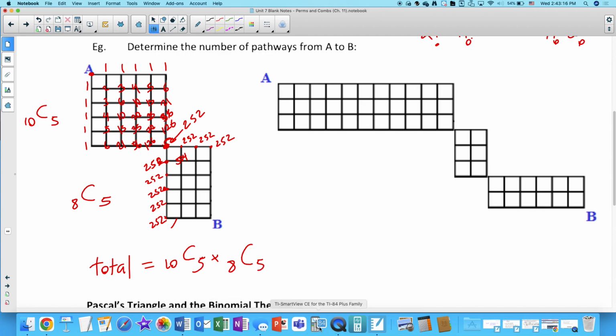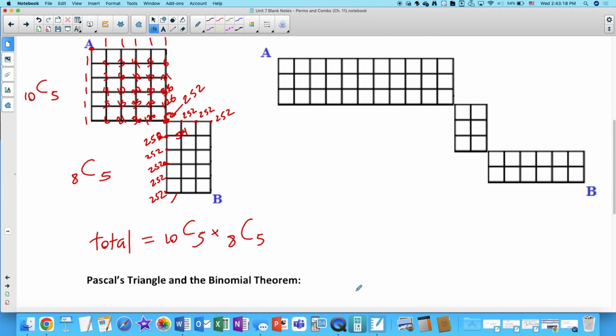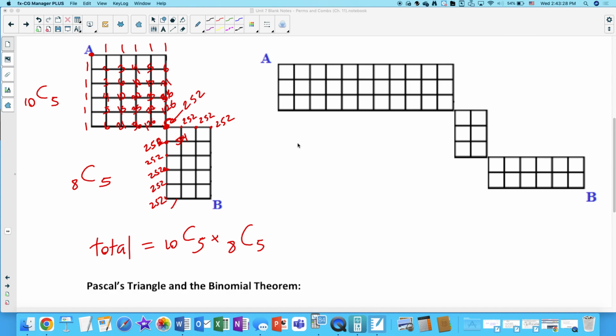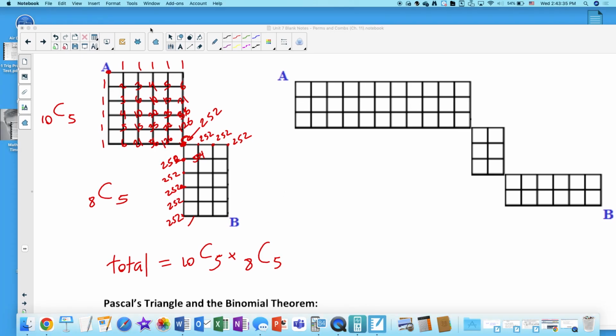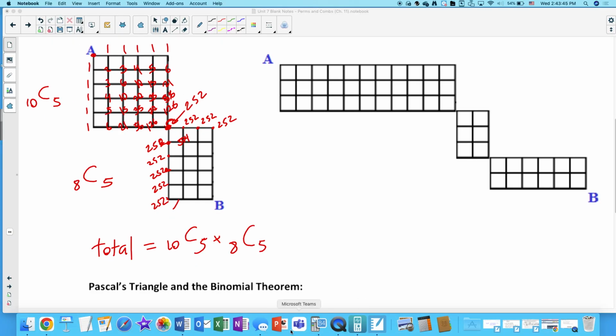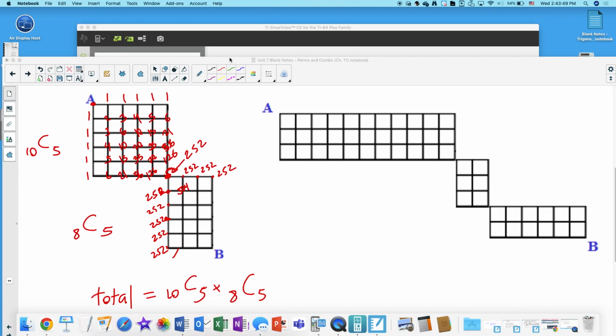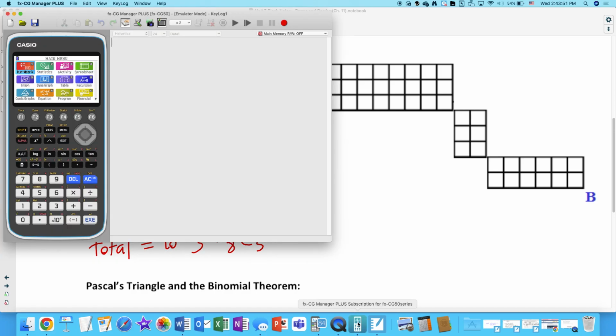10 choose 5 is 252? Should be, because we did it on the grid. I hope it's 252. Actually, the Casio is way easier to do these problems on than the TI, because the menu with all those buttons, I'm so impatient with these things opening. Okay, here's the TI. Let's do the Casio.